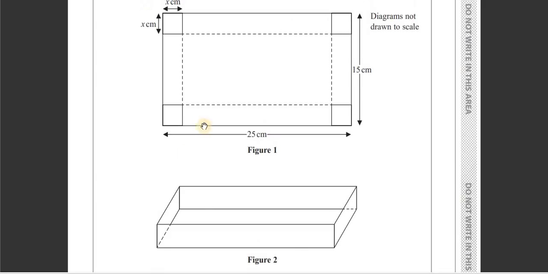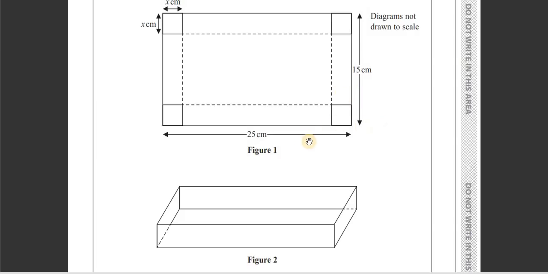We have a rectangular sheet with dimensions 15 centimeters by 25 centimeters, and x centimeters are cut from each corner. When you fold along the dotted line, you have a box. Remember, this side is 25. If you cut x units from each end, the remaining length would be 25 minus 2x. Similarly, x is cut from each of the other two sides, so the remaining length would be 15 minus 2x.